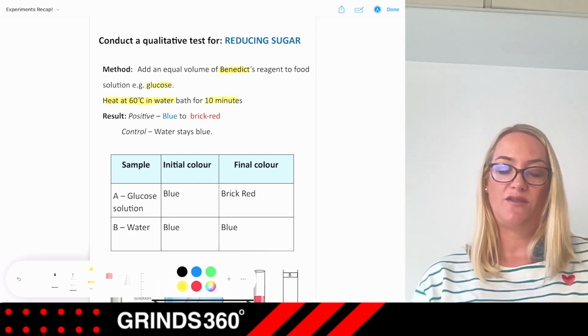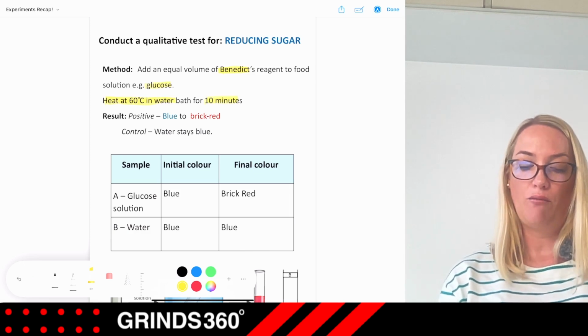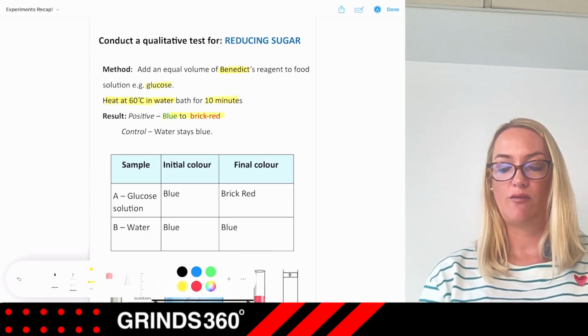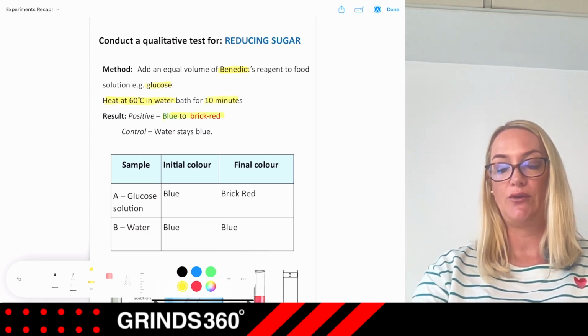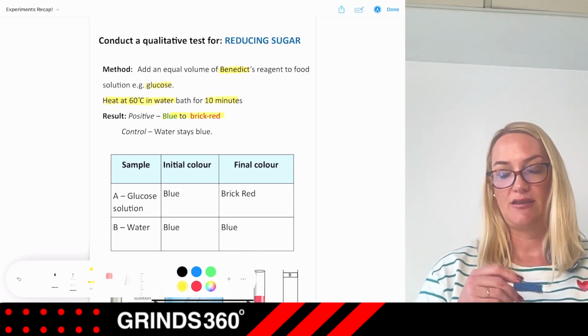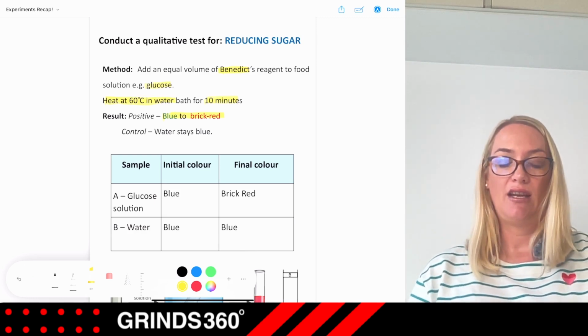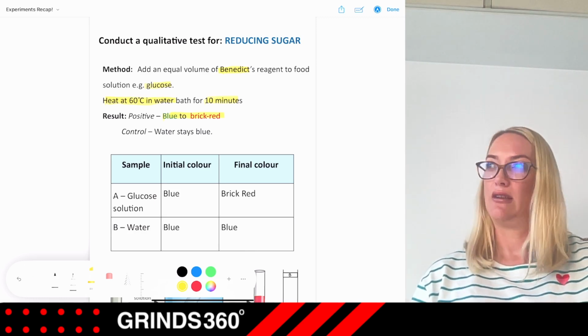If it's positive for reducing sugar, it'll go from blue to brick red. So remember, blue is the reagent. Blue is Benedict's at first. If your teacher had given you the Benedict's, it'll be blue in color.